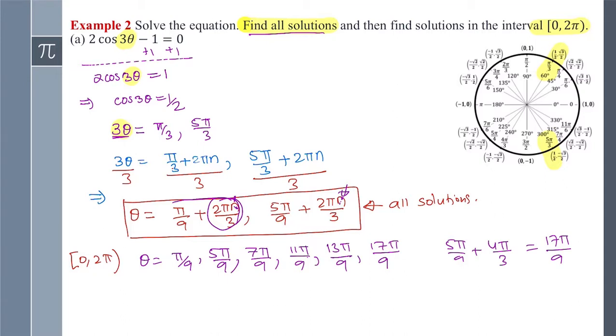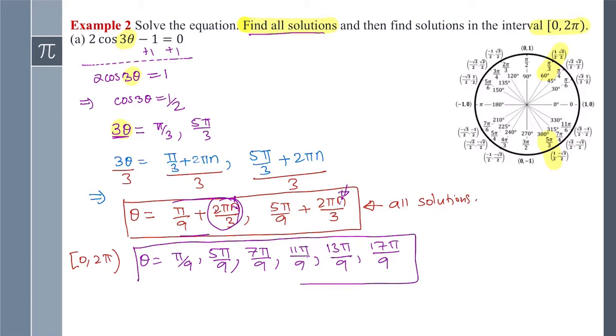Okay, now let's see if we can take n equals 3. If we take n equals 3, for the first one, we get pi over 9 plus 3 times 2, 6 pi over 3. This is greater than 2 pi because when we add this, we get 19 pi over 9, which is greater than 2 pi because when we divide by 9, we get greater than 2 pi here. So that means this is not possible. And we get the same thing with the second one. So that means our solutions in the interval 0 to 2 pi are these values.